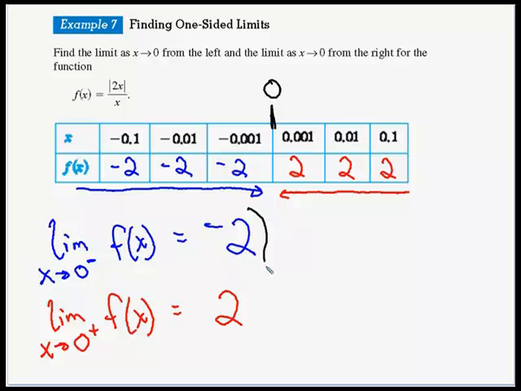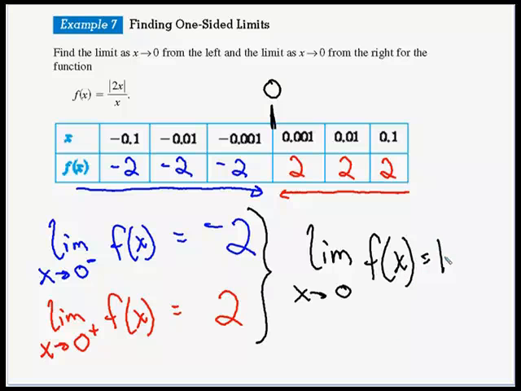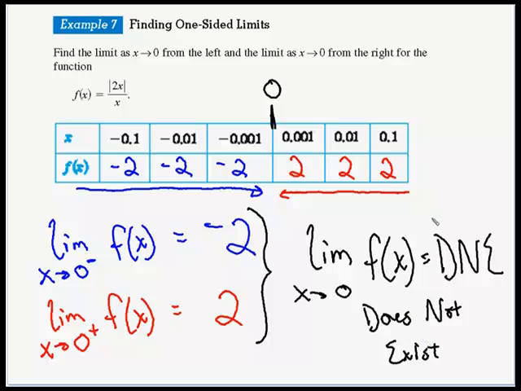And if I were to combine these and just write the limit as x approaches 0 of f of x equals, well, that would be DNE. Does not exist. The existence of the overall limit is dependent on the left and right-handed limits. Here the left and right-handed limits approach different numbers, so the overall limit does not exist. The limit from the left is negative 2. The limit from the right is positive 2. But since those are different, the limit fails to exist.